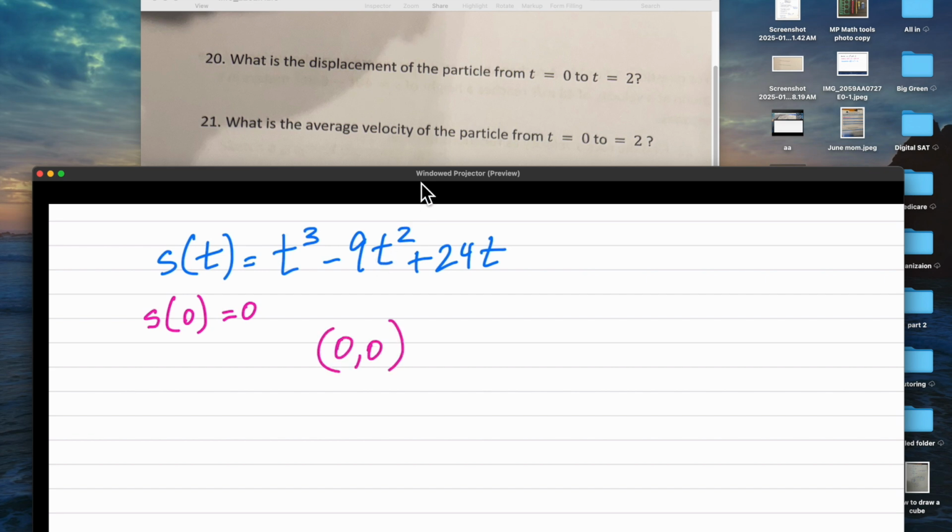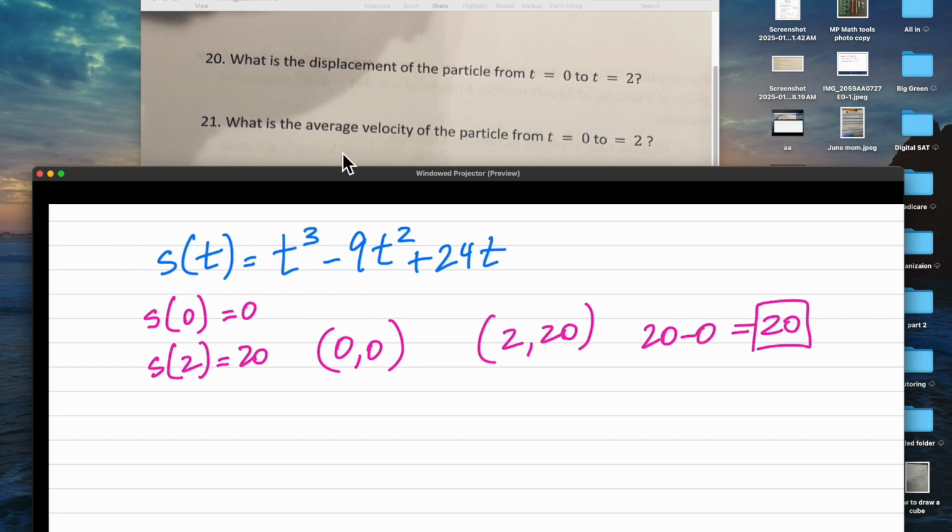And then, when t equals 2, we're going to do s of 2. And when we plug in 2 into this function, we are going to get 20. So therefore, we're going to go from 0, 0 to 2, 20, and our displacement is going to be the difference in those two y values, big minus small, which is 20.